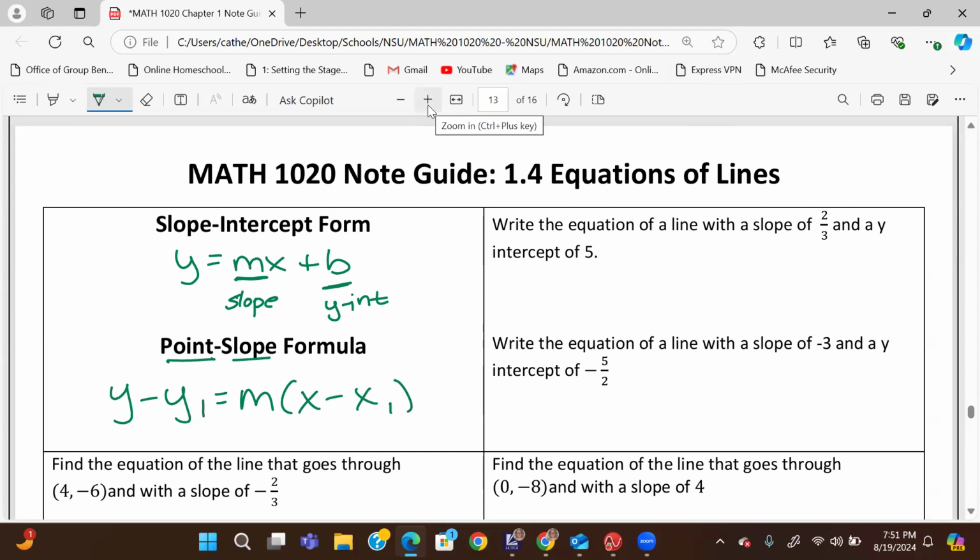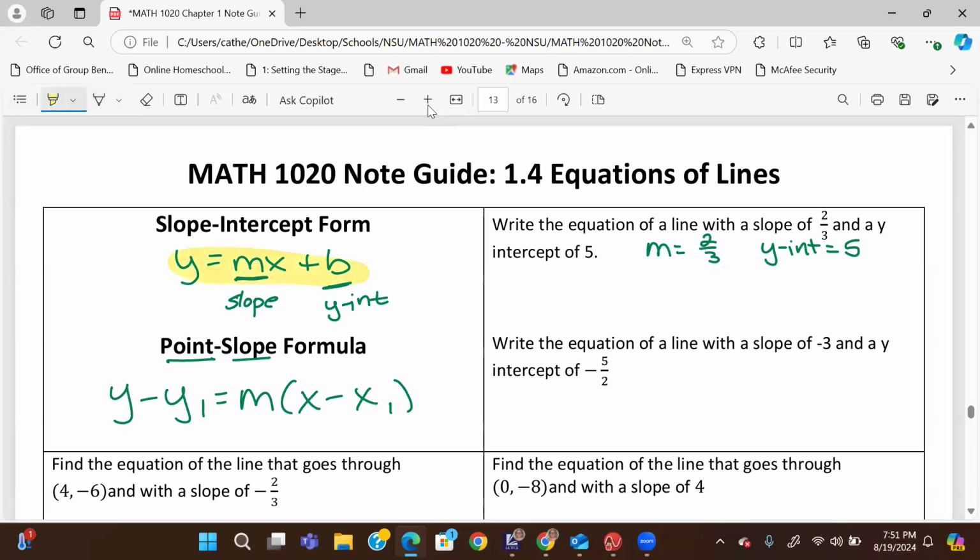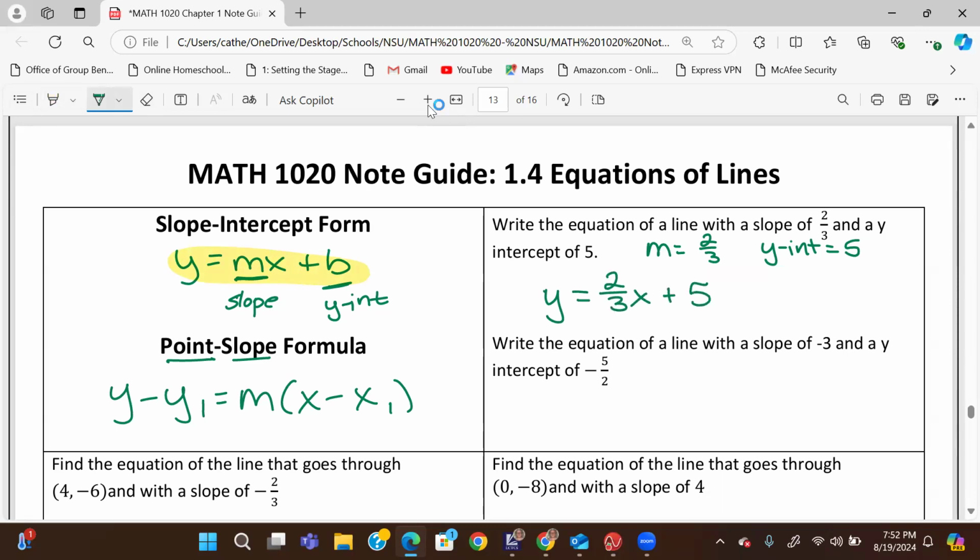All right, so the first two on the right, they're pretty straightforward. We have a slope of 2/3. And this line has a y-intercept of 5. So we need to write the equation of the line. And we can just use slope-intercept form. There's nothing to really calculate here. So it's y equals 2/3 x. 5 is positive, so we're going to put plus 5.